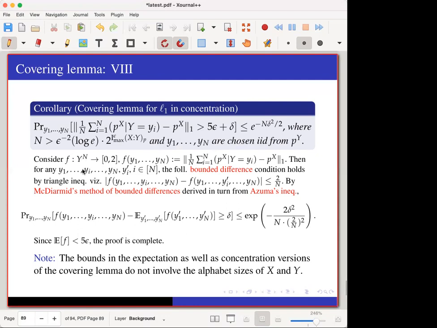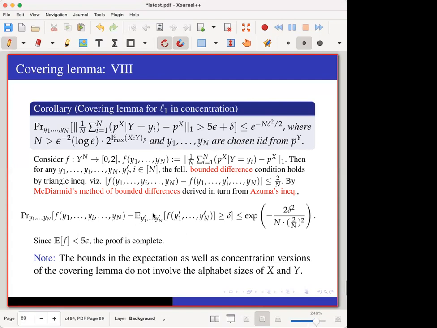And I will be doing my concentration, etc., under the n-fold product distribution. And I have a function which maps an n-tuple to real numbers. And it satisfies bounded differences in the sense that if I just vary the ith coordinate, the function value varies by at most c_i. Okay, so c_i is something which can only be a function of i. It cannot be a function of y prime.